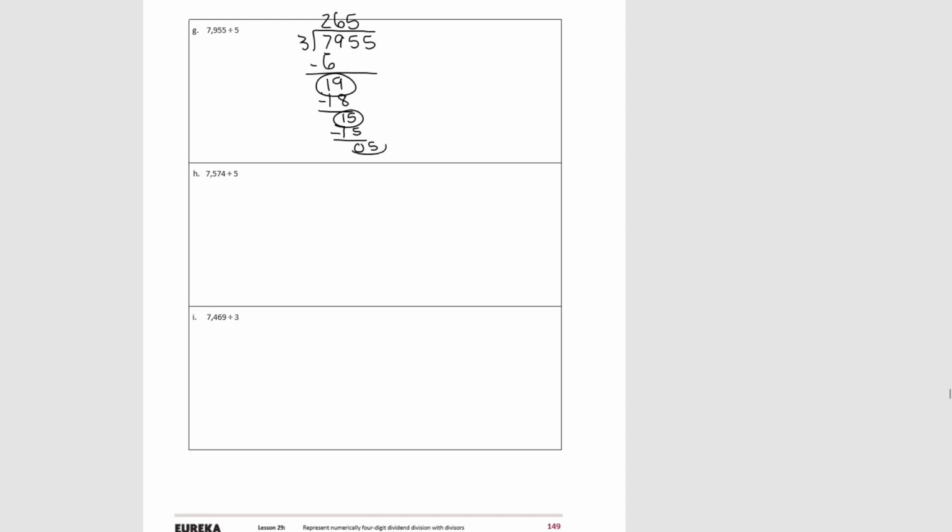We can put 5 tens in each group of 3 and use all of them. We have 5 ones left. We can put 1 in each group, we'll use 3 ones. We have 2 left, which we can't divide equally among 3, so it becomes our remainder.